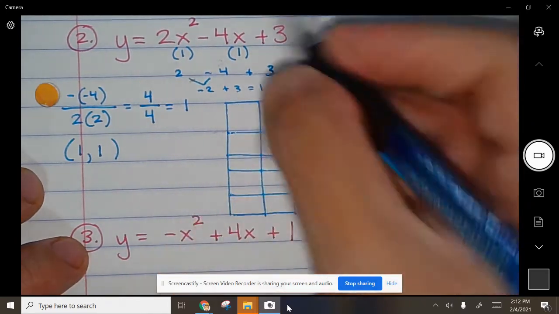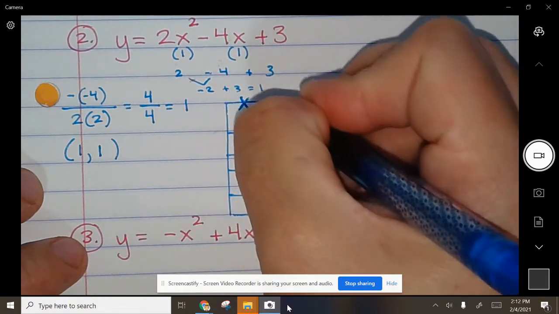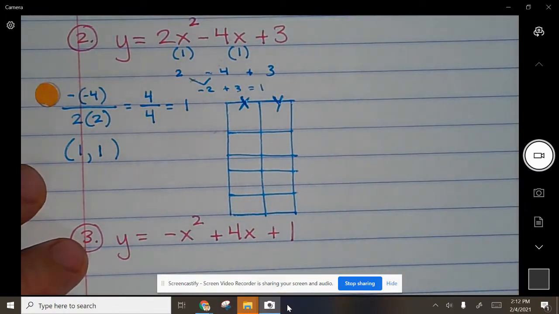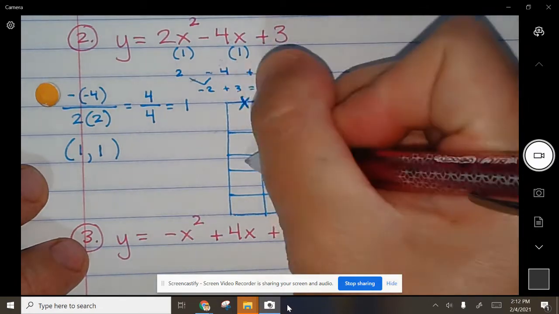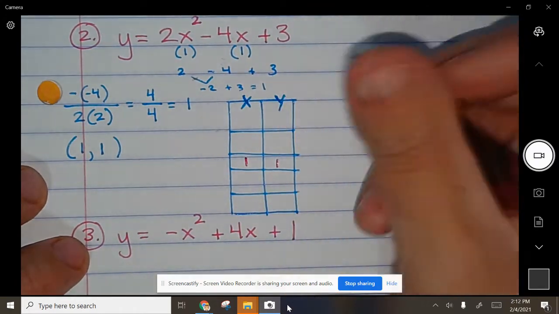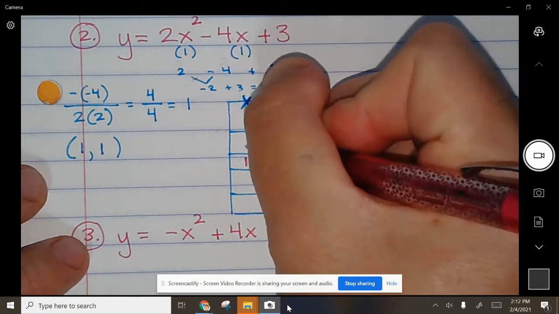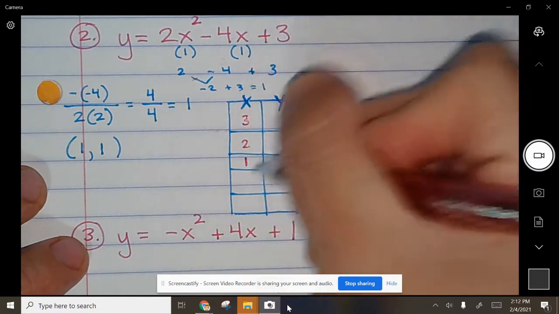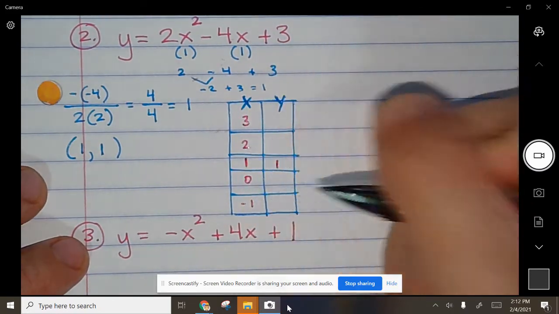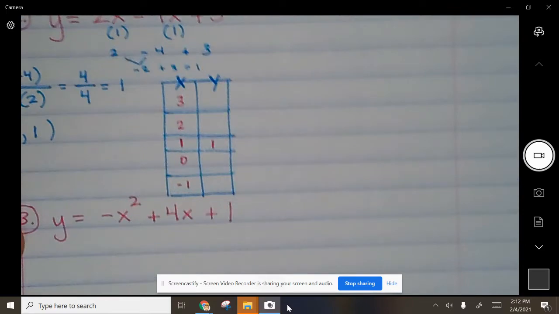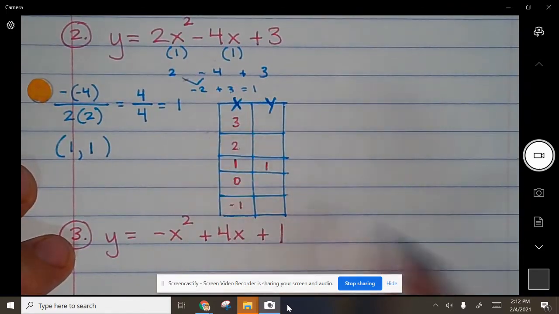I know it looks weird because my lines aren't all matched up, but it's okay. Deal with it. So it's going to be 1, 1 in the middle. Remember, I'm going to go 2 up and 2 down. 2 up, 2 down. 2 up and 2 down.